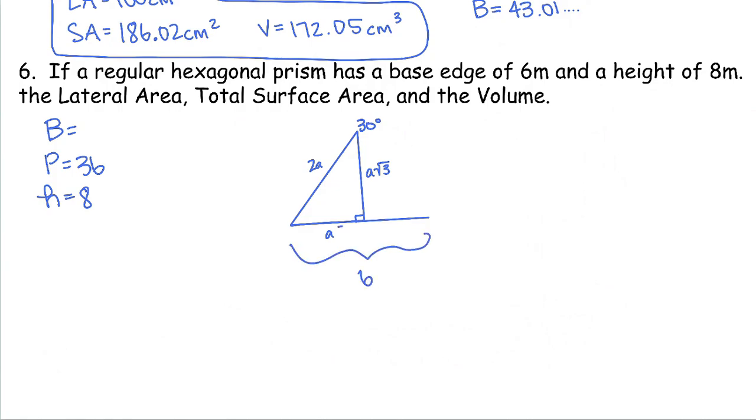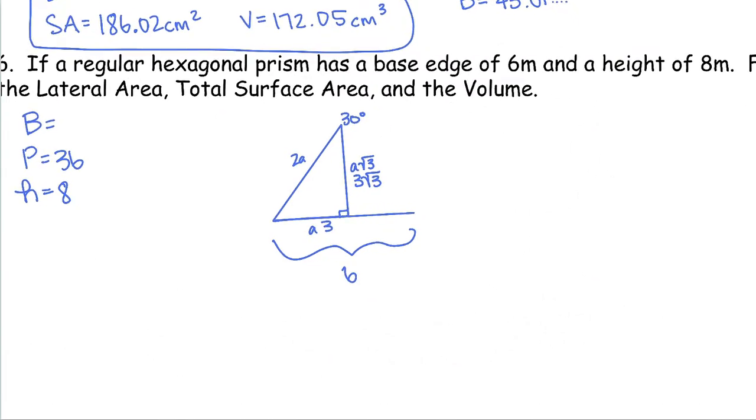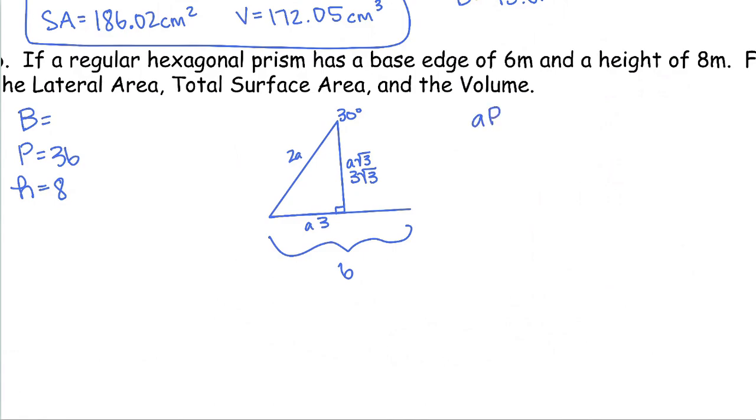So this piece here is 3, which means that my apothem then is 3 square root 3. Now we're ready to do our big B. So if I do AP over 2, this gets me my apothem of 3 square root 3 times my perimeter of 36 over 2. I'm going to go ahead and cancel the 36 down to an 18. And then 3 times 18 will give us 54. And bring in the root 3. So my big B is 54 square root 3.